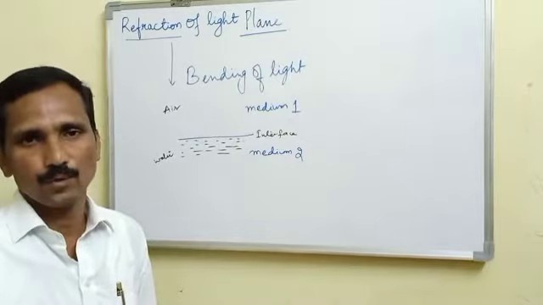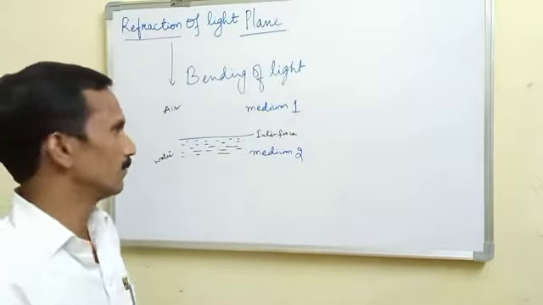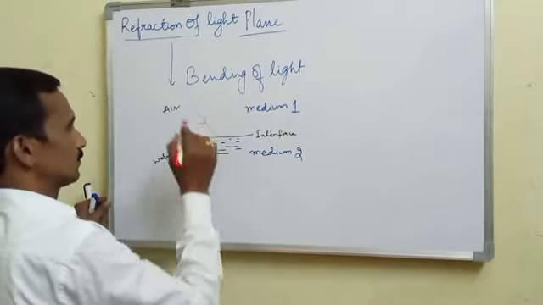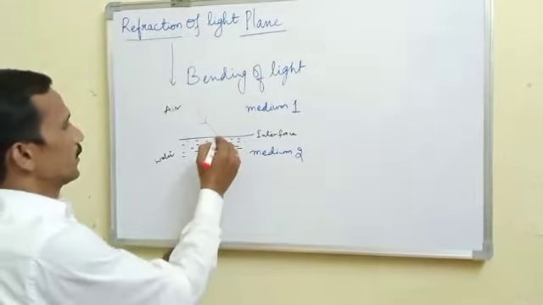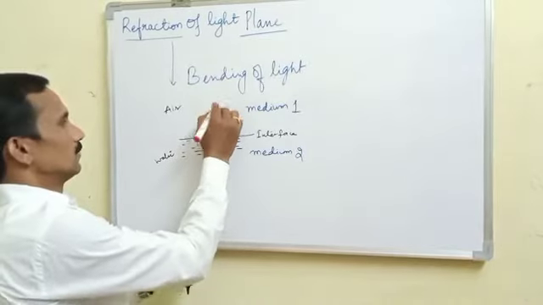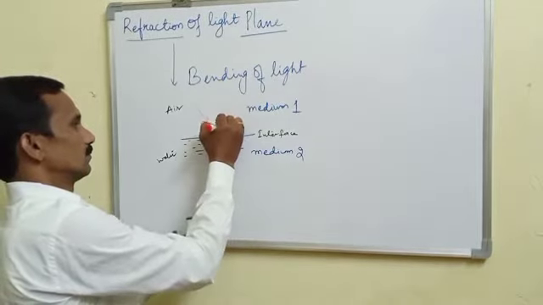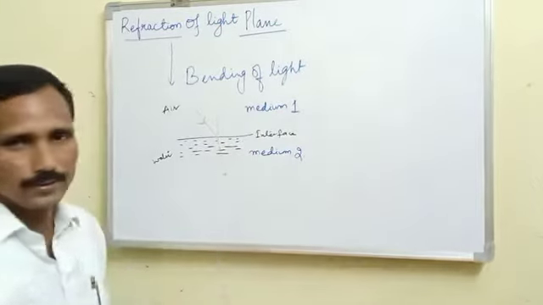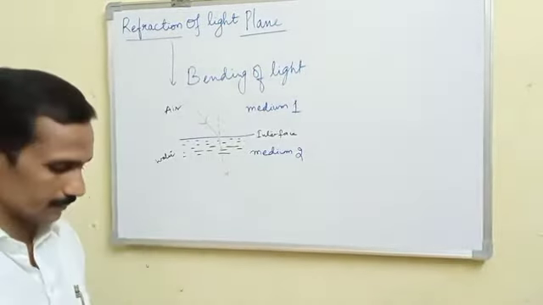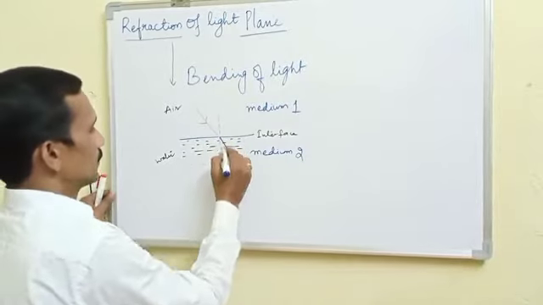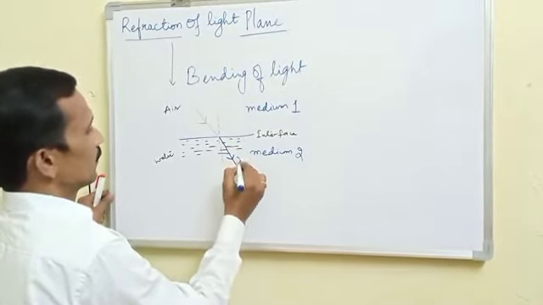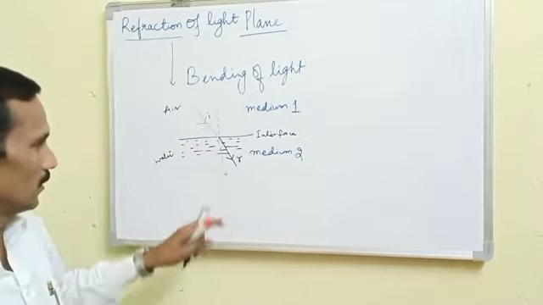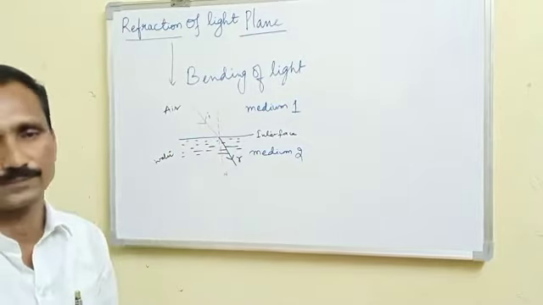When light propagates from one medium to another medium, this is the light ray. At the point of incidence we draw the normal. This is the normal. At the point of incidence it bends. This is the refracted ray, this is the incident ray. After refraction, this is the refracted ray.